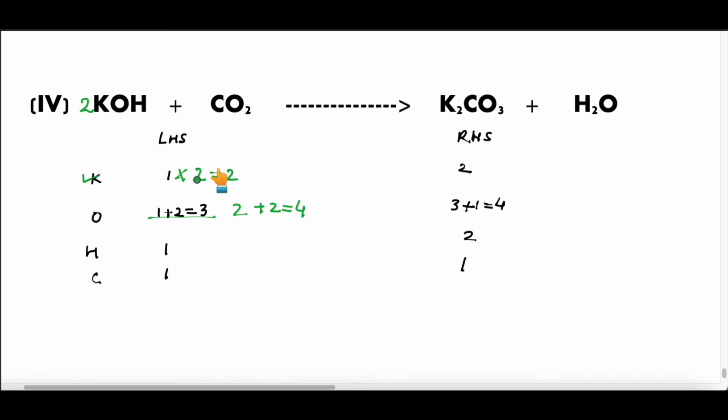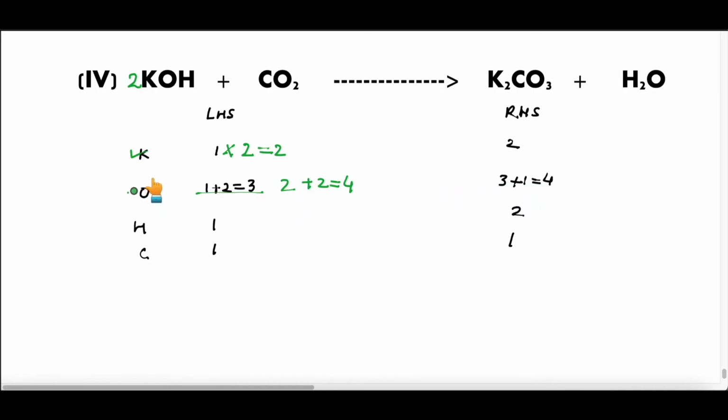2 potassium atoms on the reactant side and 2 potassium atoms on the product side. Then for this oxygen, we have 2 oxygen plus 2 oxygen, that is 4 oxygen atoms on the reactant side, and here we have 3 oxygen atoms plus 1 oxygen atom, that is 4 oxygen atoms on the product side. So yes, this oxygen is also balanced on both the sides. Now let us check for hydrogen atom. We have 2 hydrogen atoms on the reactant side. So now it is not 1. The hydrogen has been changed to 2 hydrogen atoms.